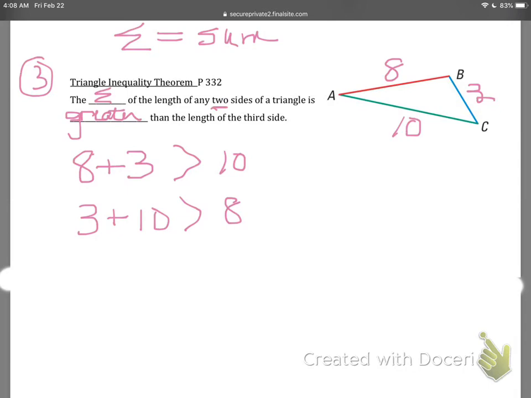Now we're going to add the 10 and the 8, and that has to be greater than the third side, which is a 3. Is that true? Well, 10 plus 8 is 18, and that is certainly greater than 3. So yes, this theorem works. We're going to apply this theorem and the other two theorems in the practice problems that follow next. So we have our three theorems. Let's go on to practice.